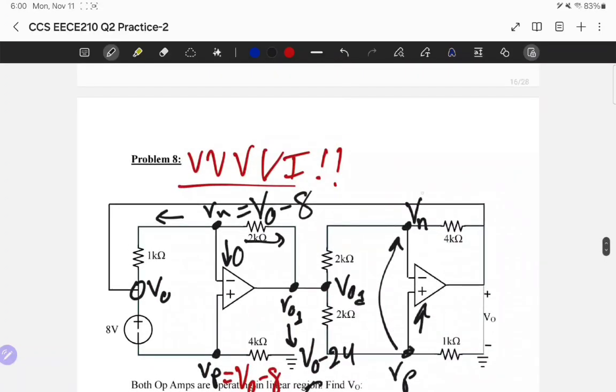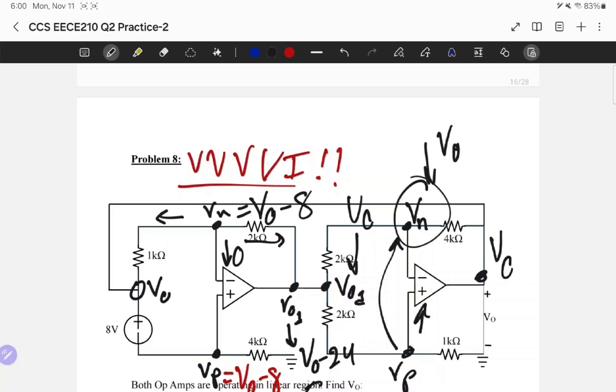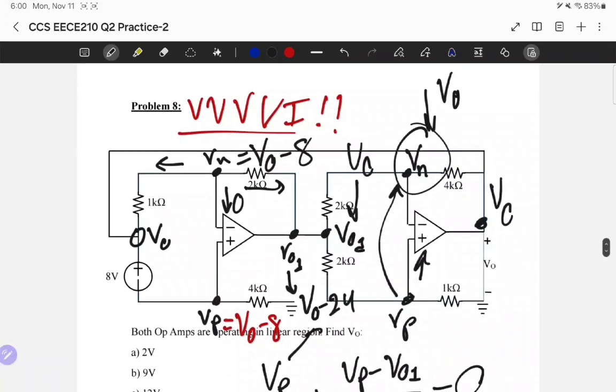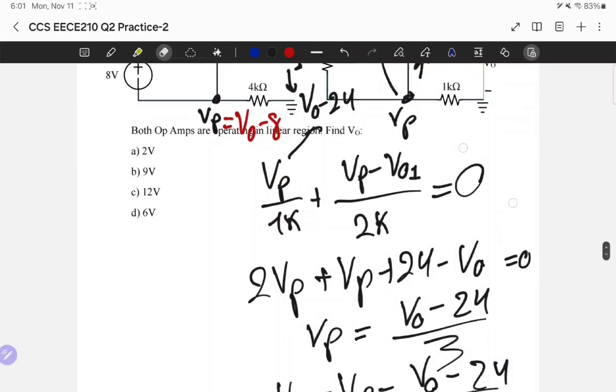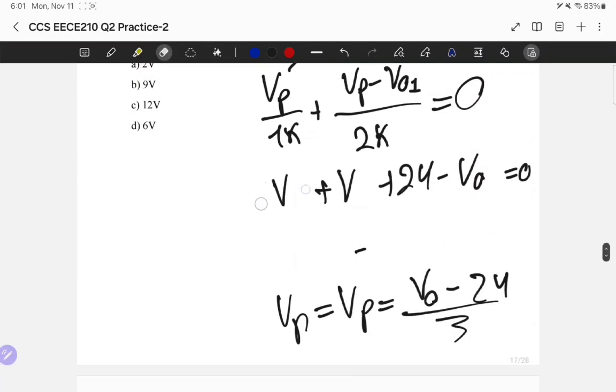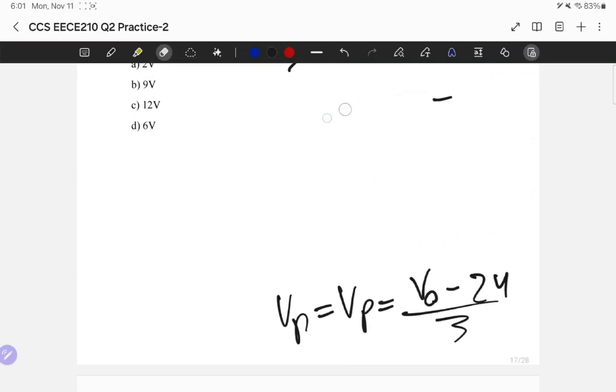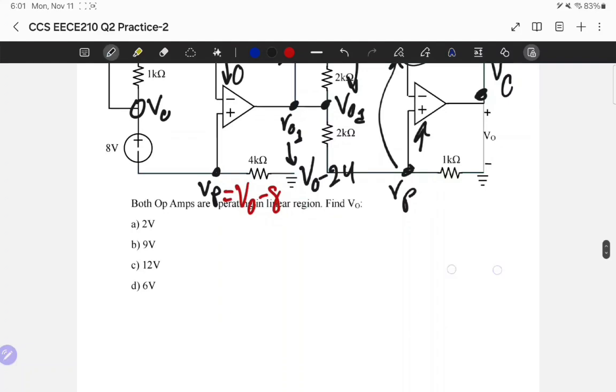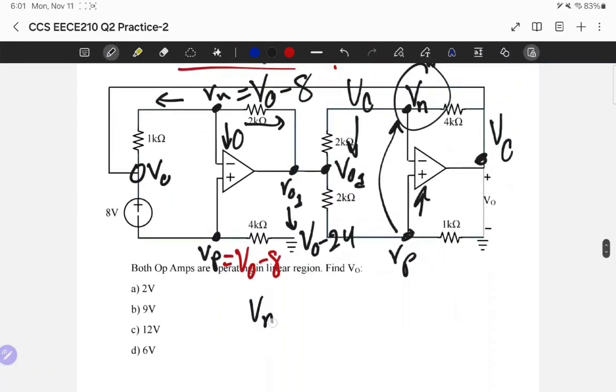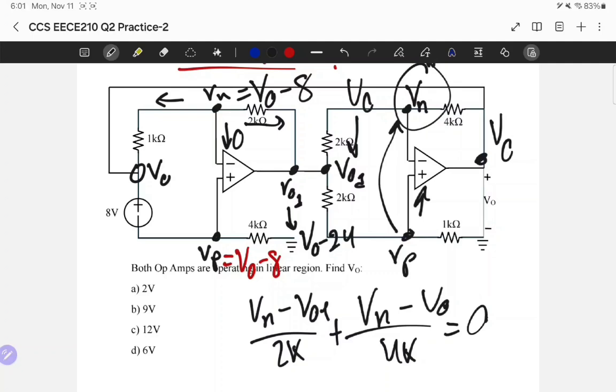And since I found Vn in here, I can do KCL simply. Now, I can do KCL because Vn now is in terms of VO, and VO1 is also in terms of VO, and I have VO in here, so everything is ready. I can do a final KCL and finish the problem. So let's do exactly that. I'm gonna leave this result down there, and let's proceed. So the KCL is Vn minus VO1 divided by 2k plus 0, nothing enters the op-amp, Vn minus VO divided by 4k, this is all equal to 0.